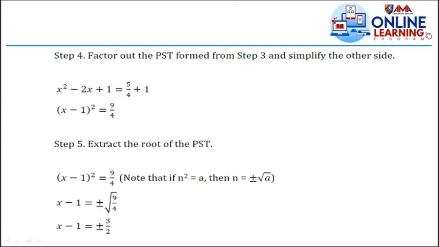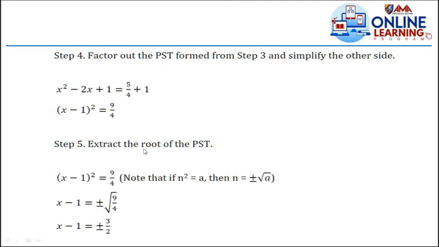Next, extract the root of the PST. Okay? X minus 1 squared is equal to 9 all over 4. Note that if n squared is a, then n will be plus or minus the square root of a. Okay? So, para ma-simplify po natin ito, we're going to extract the square root of both sides of the equation. Pag i-square root po natin ito, x minus 1 raised to 2, quantity raised to 1 all over 2, then 9 all over 4 raised to 1 all over 2. So, x minus 1 is equal to plus or minus the square root of 9 all over 4.